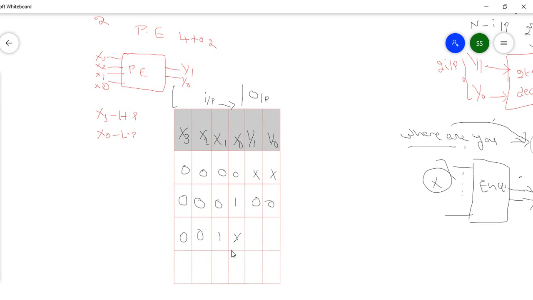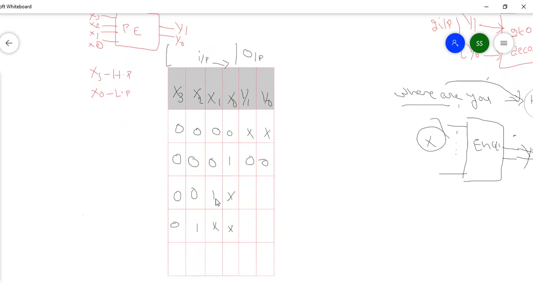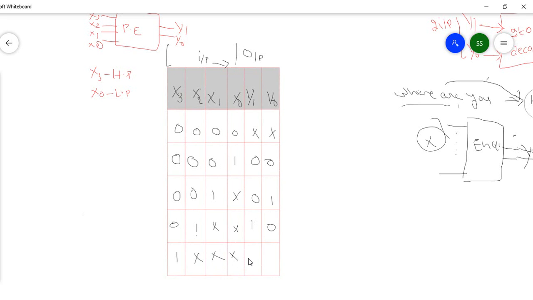And if x1 is high, x2 and x3 may be either 0 or 1, it doesn't affect, because x1 has higher priority than x0, so the output is 0 1. When x2 is high and whatever x1 and x0 are, don't care, the output is 1 0. And in the last case, if x3 is 1, it does not care about any of x2, x1, x0, whatever they may be, and your answer is 1 1. So this is called a priority encoder.